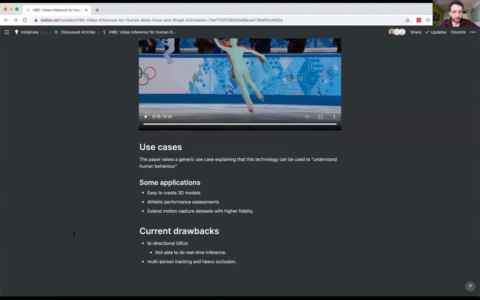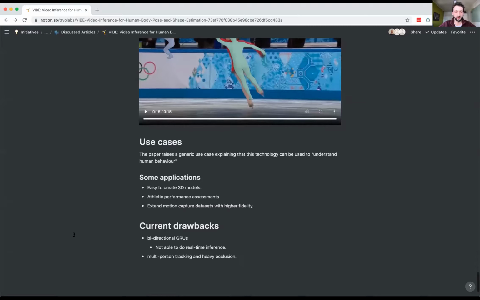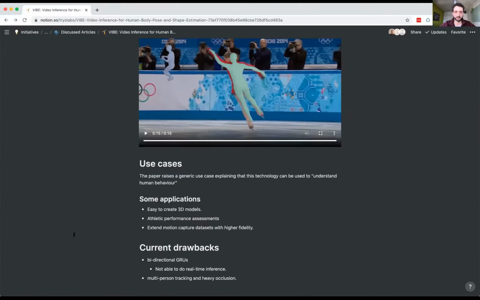Okay, so use cases. The paper was very vague, as we said in the beginning, but some applications that at least we discussed and I can think of is that it's very easy to create 3D models. So you don't need all that motion capture equipment to have a baseline of a 3D model that you can use in an application.